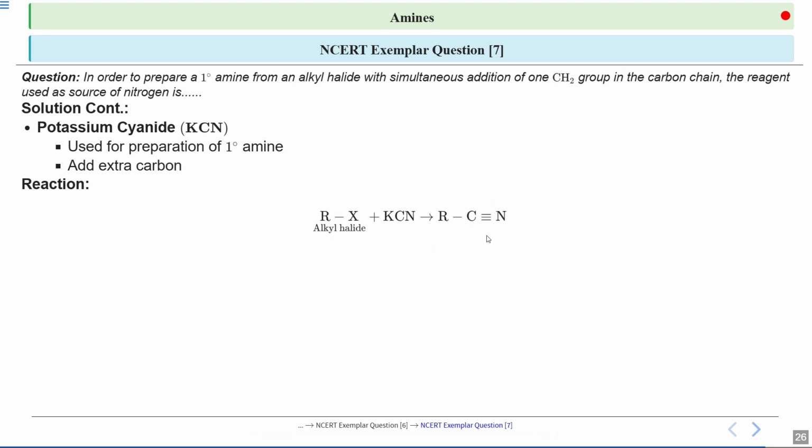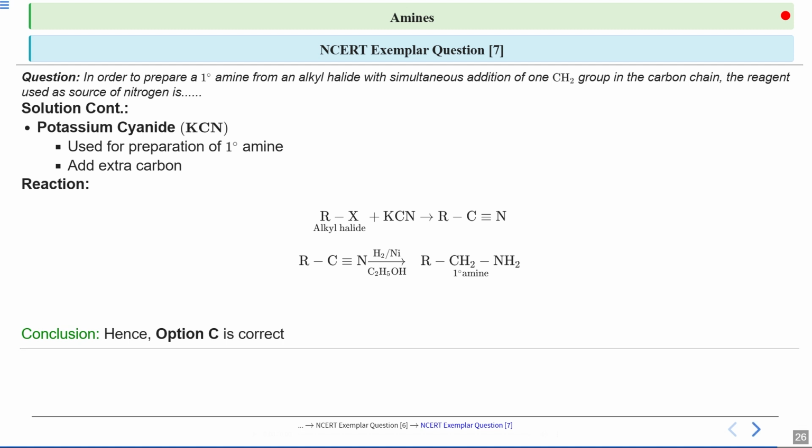Okay. So potassium cyanide adds a CH2 group via nucleophilic substitution, converting an alkyl halide into a nitrile, okay, which is further reduced to a primary amine. So if you'll see, this shows the conversion of nitrile to primary amine using H2/Ni in the presence of ethanol. So it involves the hydrogenation of the nitrile group to the primary amine. Okay, so therefore we will see that option number C is the correct option for this question.